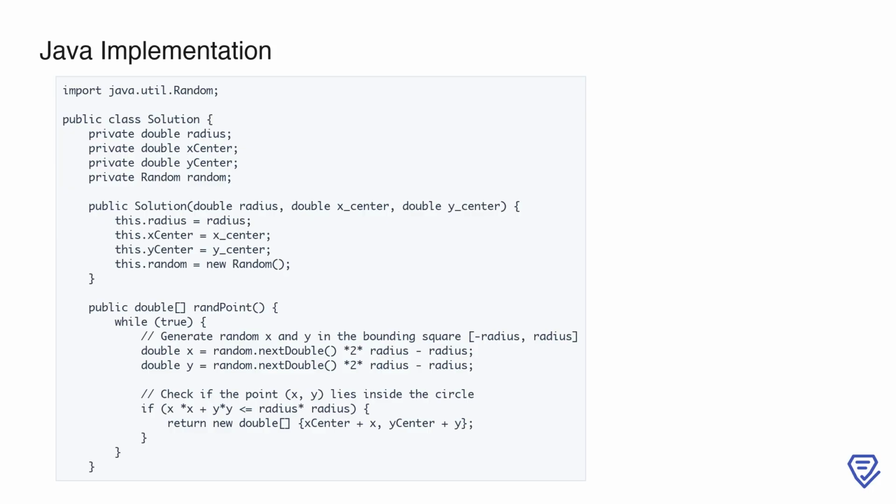The translated point is then returned as a double array. If the condition is not satisfied, the loop continues, and new offsets are generated until a valid point is found. This ensures that every point returned by the function is uniformly distributed within the circle.